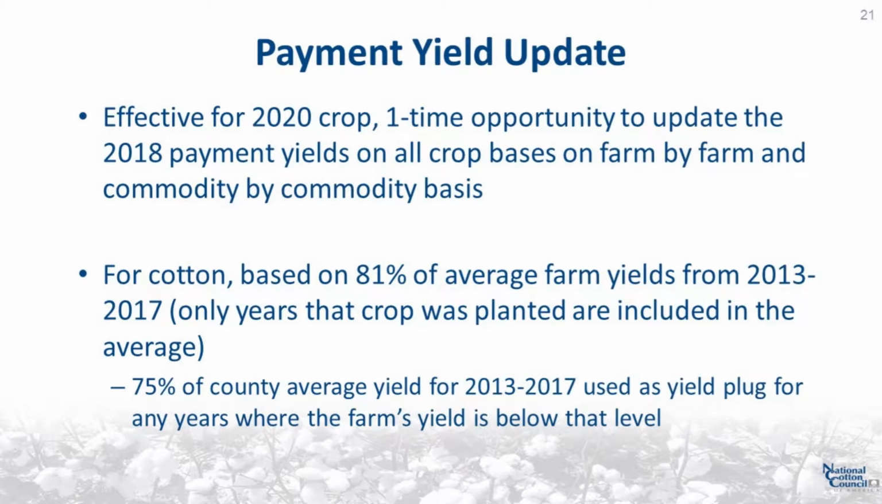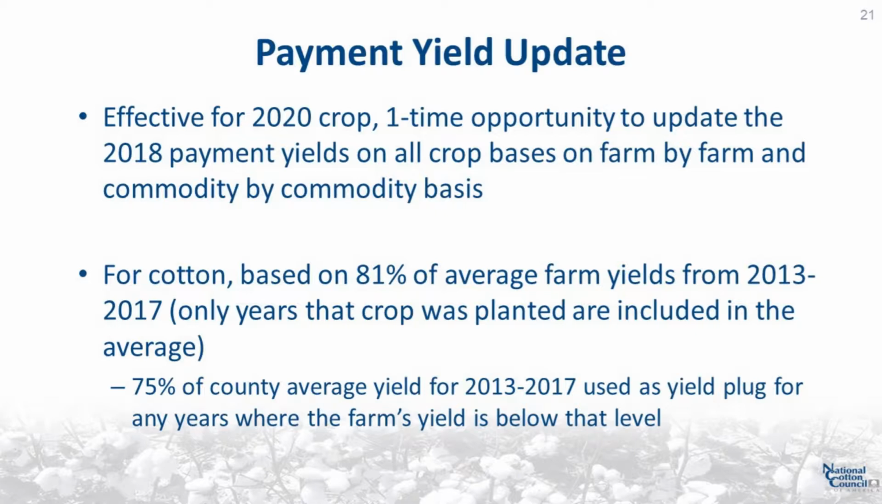The 2018 Farm Bill provisions include an option to update PLC payment yields. Owners or operators will have a one-time opportunity to update the 2018 payment yields on all crop bases on a farm-by-farm and commodity-by-commodity basis. The yield update will be effective starting with the 2020-21 crop year. For cotton, the yield update is calculated by multiplying 81% of the average farm yields from 2013 to 2017. Only years that a crop was planted are included in the average.